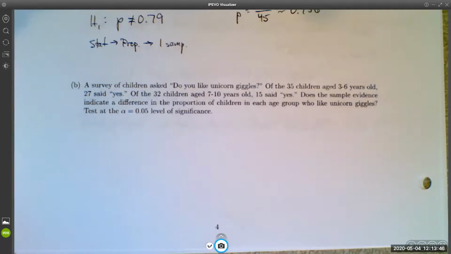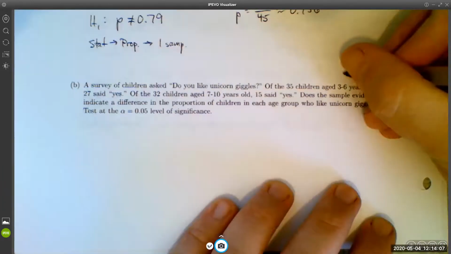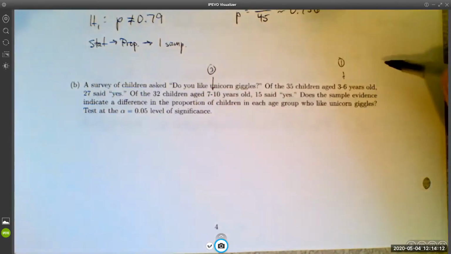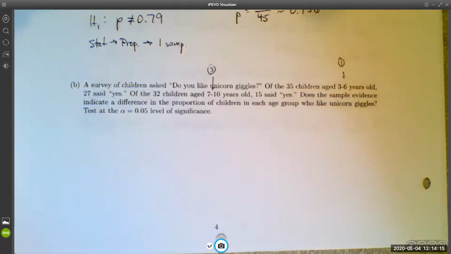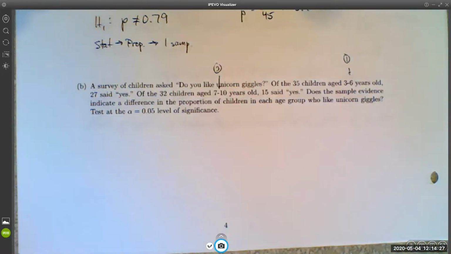Now, notice in this example that you don't have any kind of prior estimate for what proportion of 3 to 6 year olds like unicorn giggles and what proportion of 7 to 10 year olds like unicorn giggles. So you're not going to say, let me label those before I go further, 3 to 6 year olds is group 1, 7 to 10 year olds is group 2. But you're not going to say P1 equals 13% and P2 equals 17%, because you don't have that information. The best you can do in this case is just to compare these two proportions to each other. And that's exactly what you're prompted to do anyway, right?